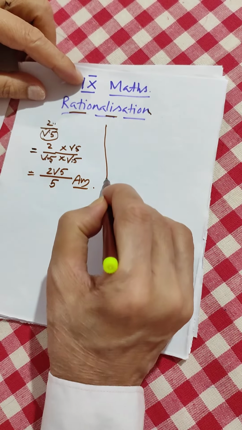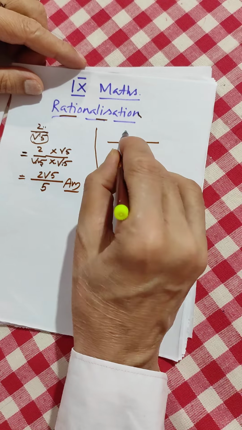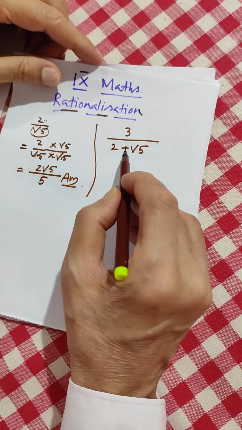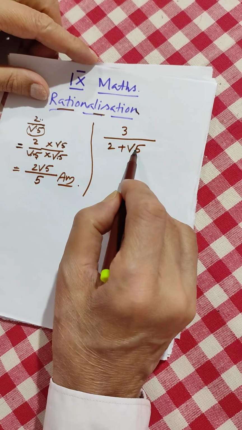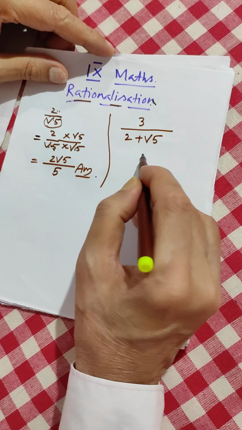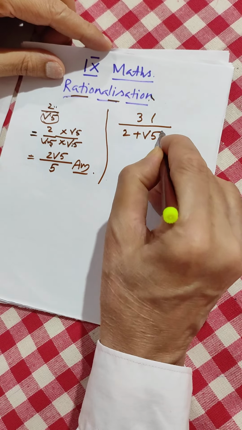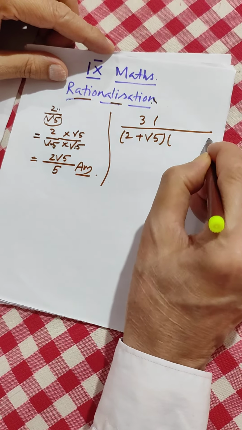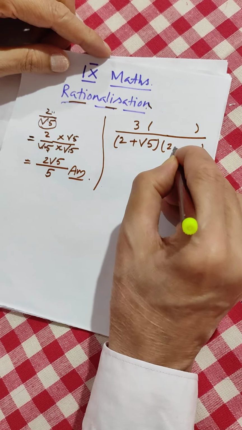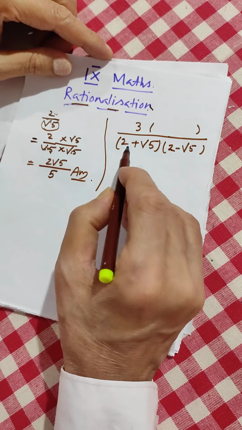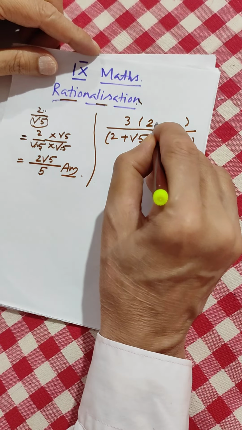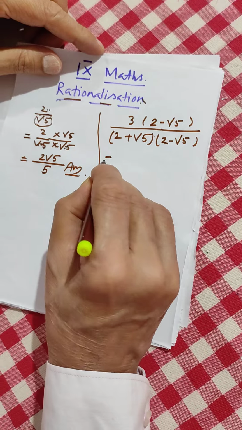Right? Now a slightly difficult one like this. Suppose this one, 3 by 2 plus root 5. Now 2 plus root 5 is irrational. Again we have to do rationalization of the denominator. We have to always multiply by the rationalizing factor. Now this is 2 plus root 5. Its rationalizing factor is 2 minus root 5. So we must multiply the numerator also by 2 minus root 5 to keep the value equal.